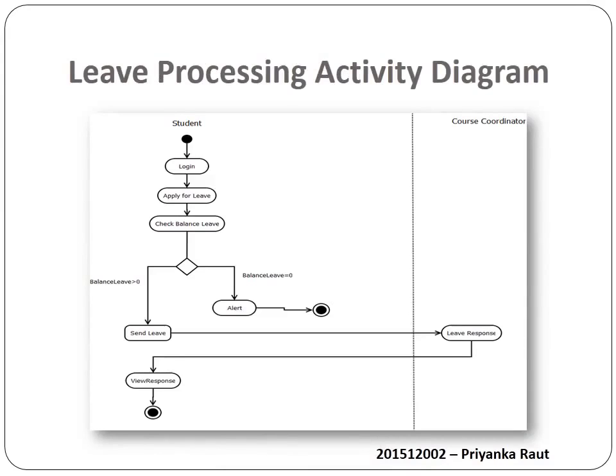This is the activity diagram for leave processing. Activities start with the student. The student will first log into the system, then he can apply for leave. Now the system will check the leave balance of that logged in student. If the leave balance is greater than 0, then the student can send the leave form to the course coordinator. But if the student does not have enough balance, then he will get an alert message accordingly, showing the leave balance.